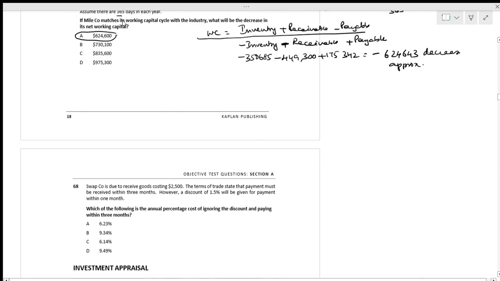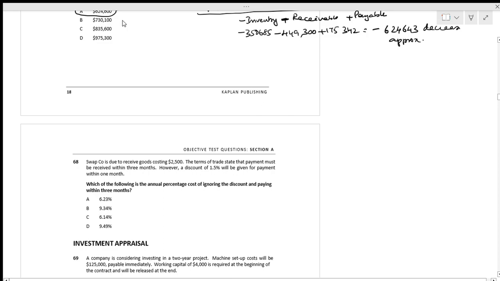Now, Swap company is due to receive a cost of 2,500. The terms of trade are that payment must be made in 3 months' time. However, a discount of 1 point will be given for payment within 1 month. What is the annual percentage cost of ignoring the discount and paying within 3 months?